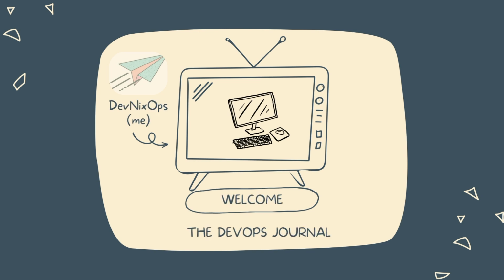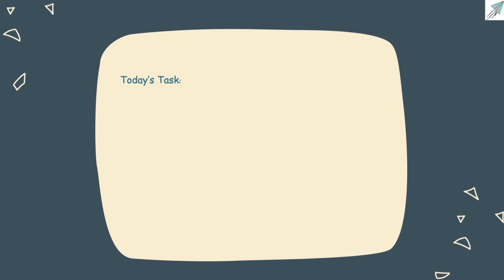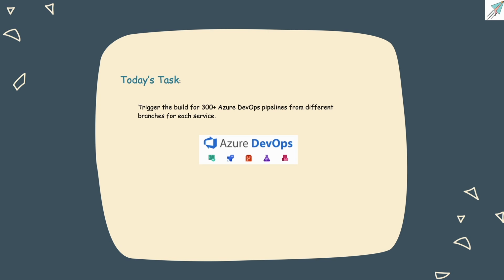In today's session, we'll dive into an exciting topic: how to trigger Azure pipelines using REST API. Recently, I was assigned a task to trigger over 300 Azure DevOps pipelines to fetch the latest vulnerability reports for all our microservices. Manually triggering each pipeline wasn't feasible, it would have taken a huge amount of time. So, I explored ways to automate the process and came across two potential solutions.